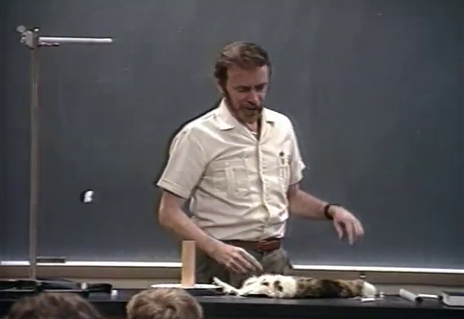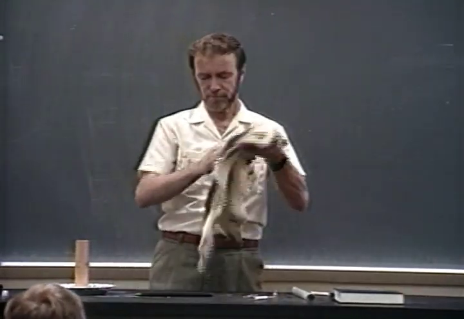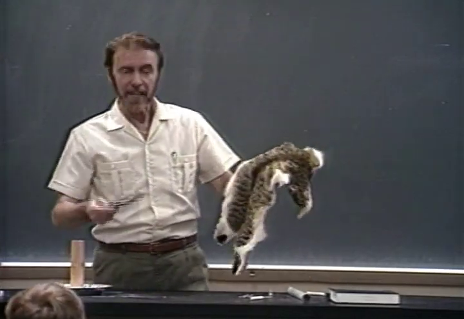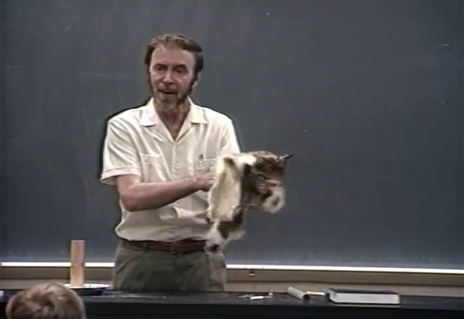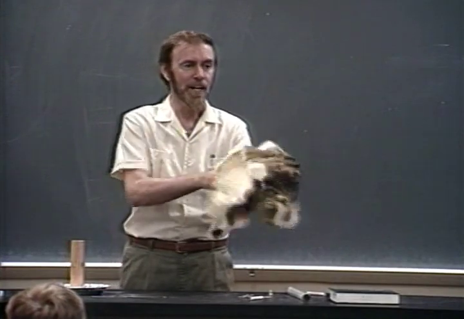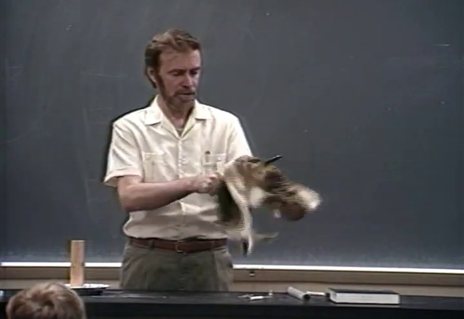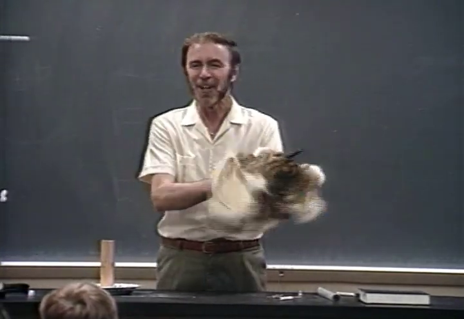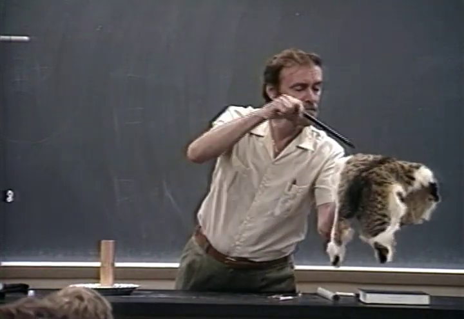Let's talk about charging. Here's a piece of cat's fur. It's for science. And here's a rubber rod. What I'm going to do is rub the rubber rod against the cat's fur. Now what I'm doing, gang, is what? I'm rubbing electrons from here onto here.